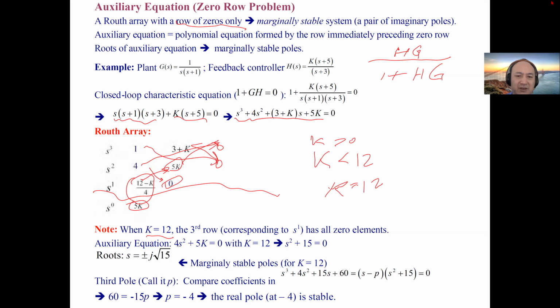Then the range of K is between 0, not 0, between 0 to 12. And it could be equal to 12. So that's my K range. Okay. All right.